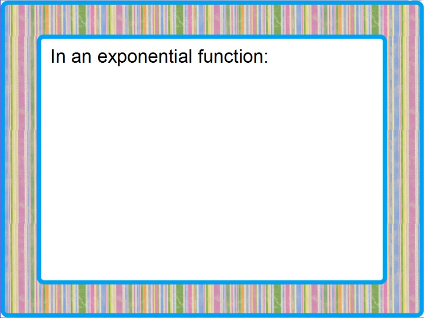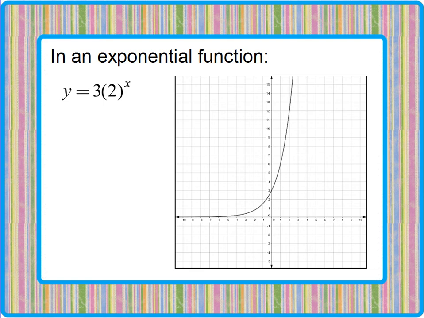And that can help you draw transformations quickly and easily. So let's take a look at what happens in an exponential function. We're going to start with the parent function y equals 3 times 2 to the x power, where 3 of course is our starting value, or y-intercept in this case, and 2 is our rate, so our y values keep getting multiplied by 2 again and again. So in this graph we go from 3, then to 6, then to 12, then to 24, and so on.